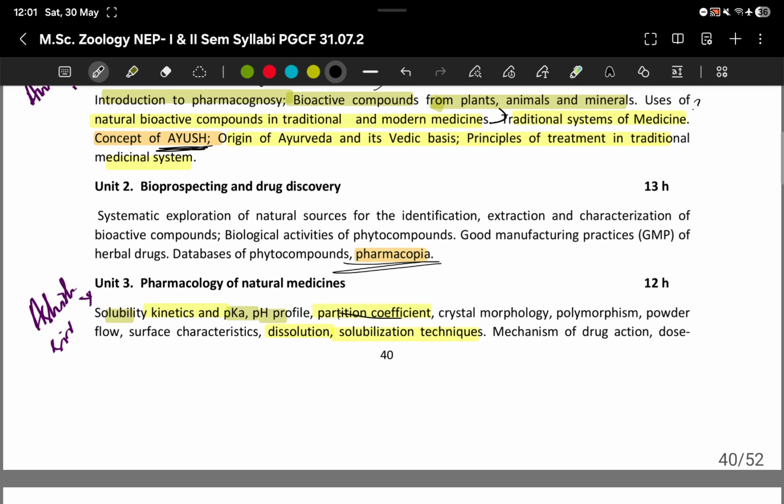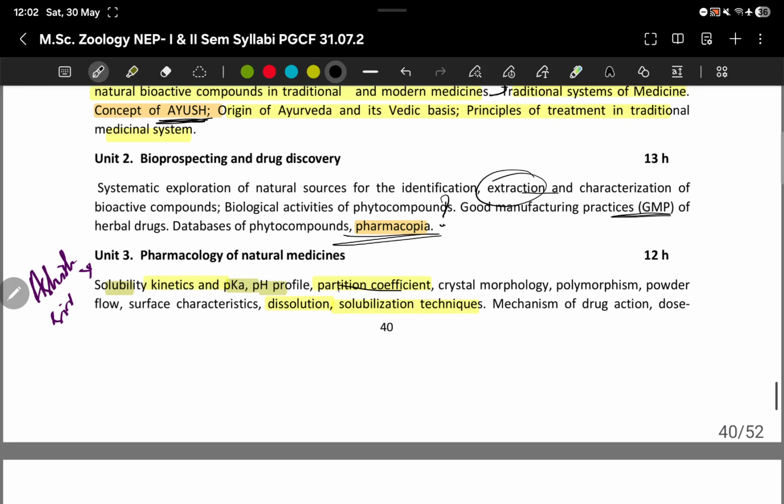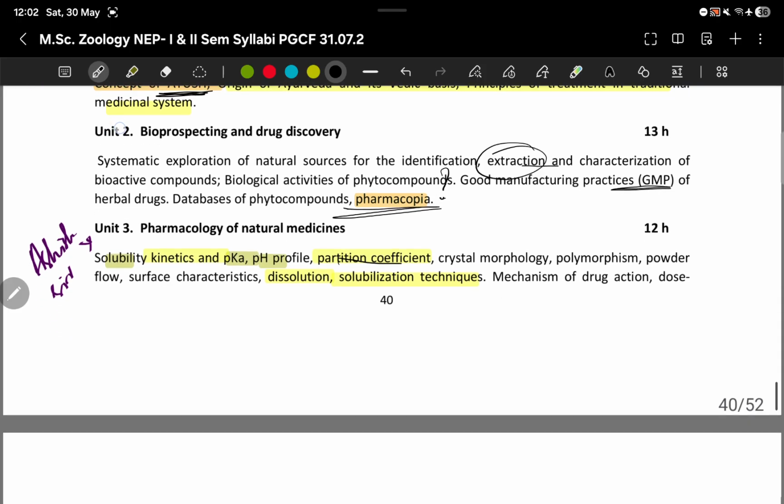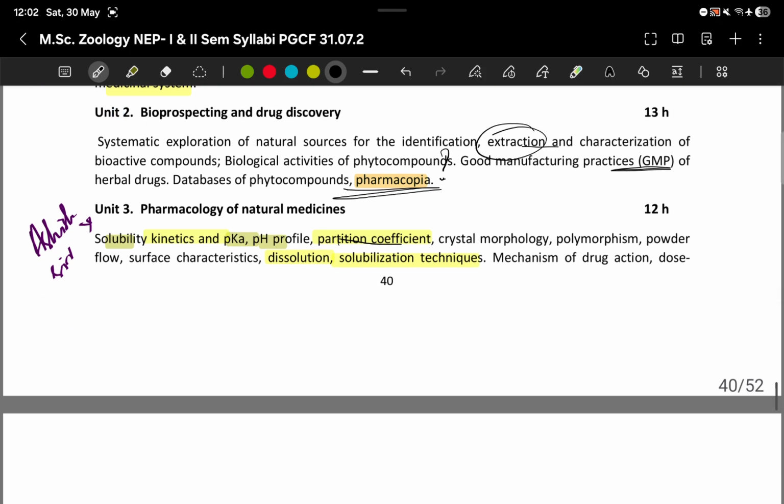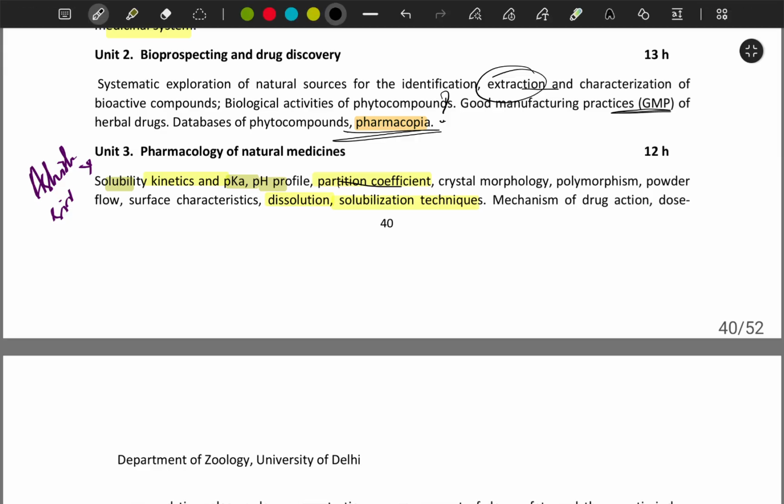Next is systematic exploration of natural sources and characterization. Okay, extraction. No. Characterization of compounds done. Biological activity of phytocompounds. Good manufacturing practices of herbal. Okay, database of phytocompounds. Next is pharmacognosy of natural. We have to do this. I don't know what this is.